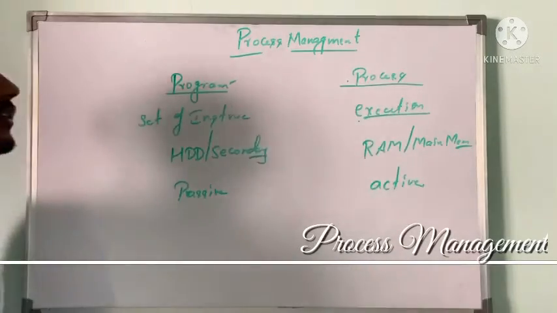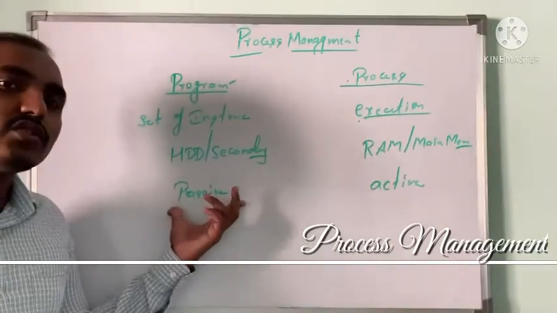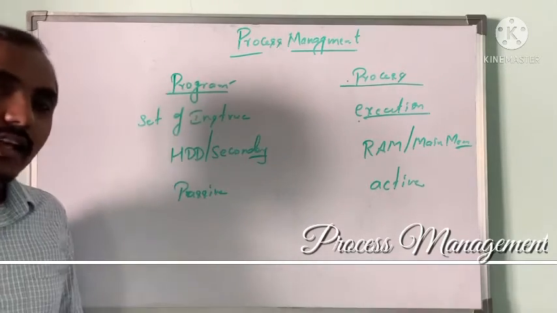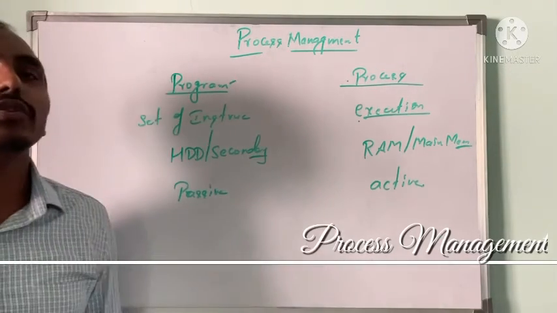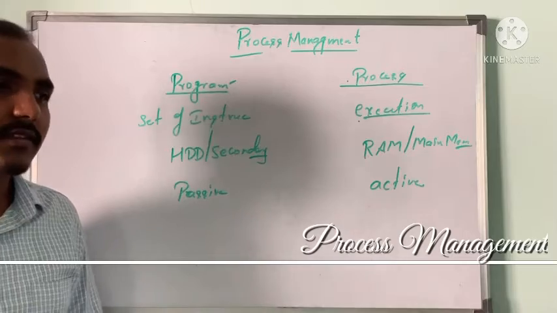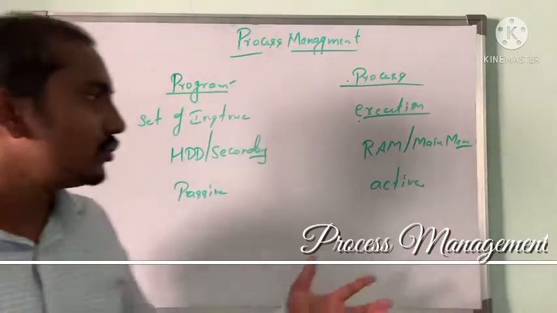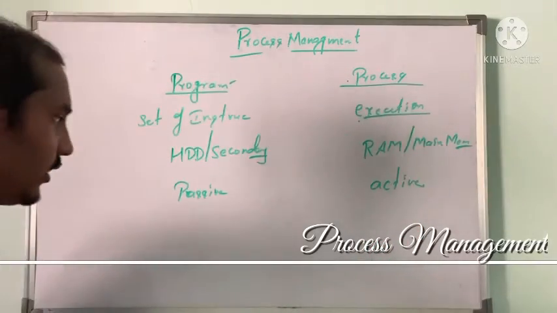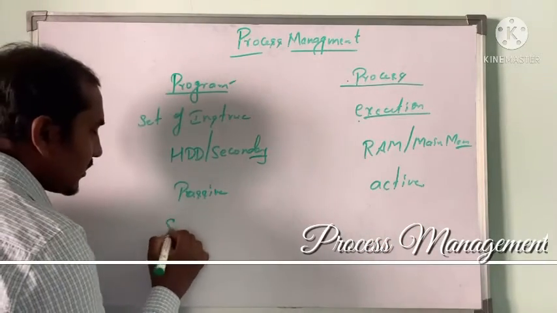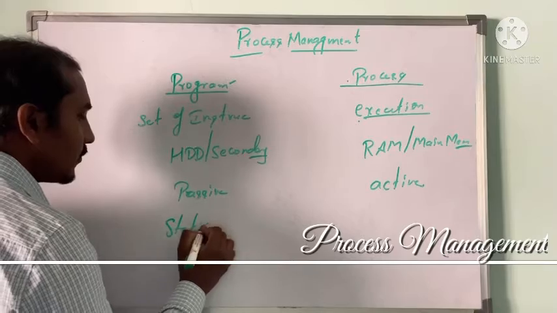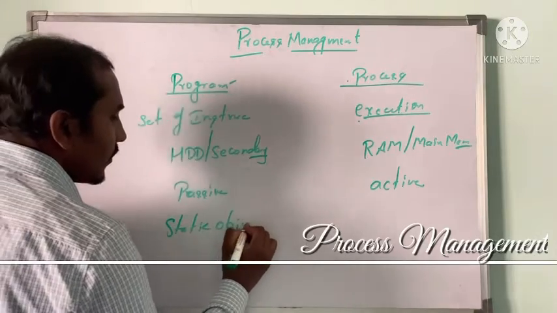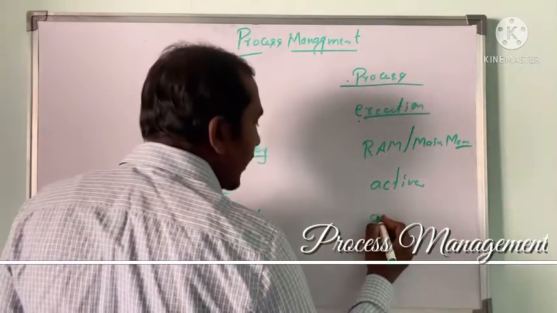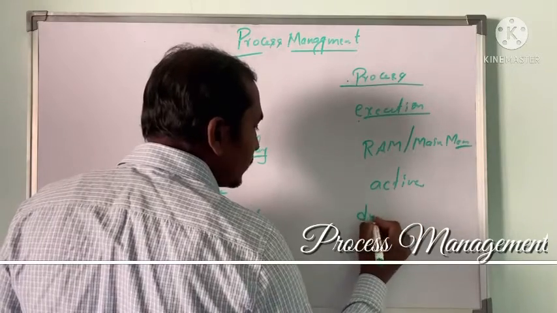So what that means is, any program that is stored in the hard disk will stay there until it is loaded onto your, say, CPU. Once it is loaded onto your CPU, it will go to an active state so that it will be executing. And here it will be a static object. And here it will be a dynamic object.